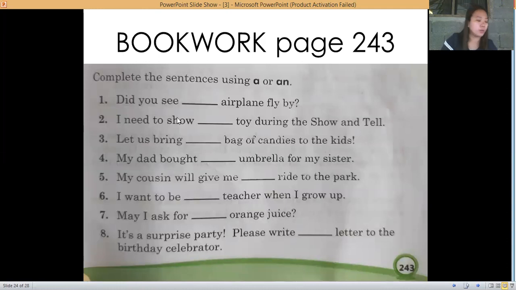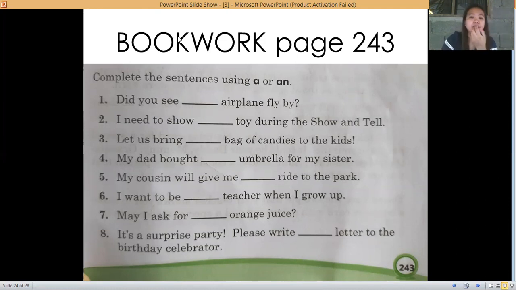243. So, the instruction is complete the sentences using a or an. Using a or an. So, number 1. Did you see blank airplane fly by? So airplane is our noun here. So is it a or an?